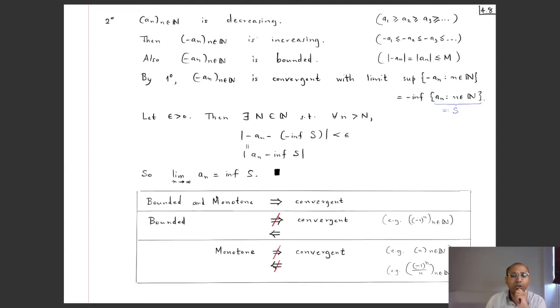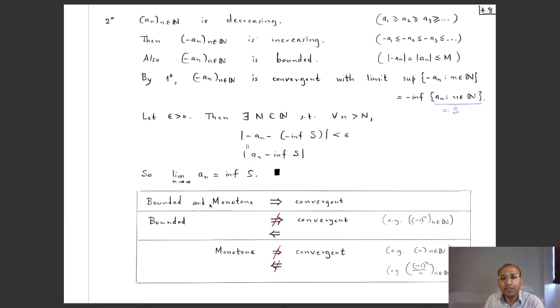So what we have just shown is that bounded and monotone implies convergent, and we have also seen that convergent implies bounded, but bounded does not imply convergent. And we had just mentioned an example, namely this alternating sequence is bounded, but we had seen that it's divergent, so it's not convergent. So this implication is not true. Bounded alone does not imply convergent.